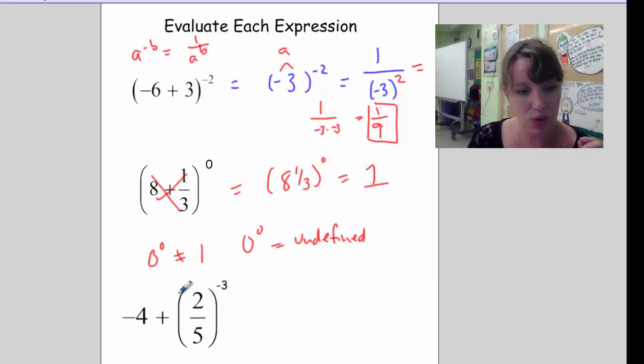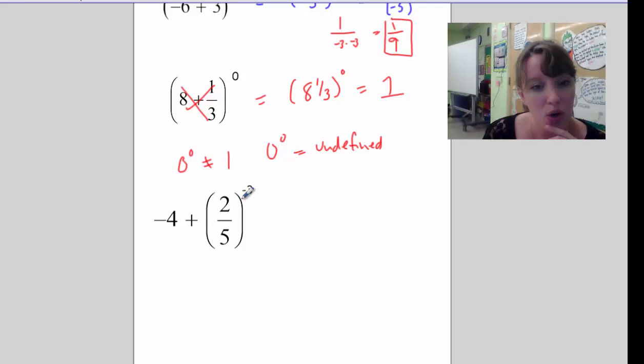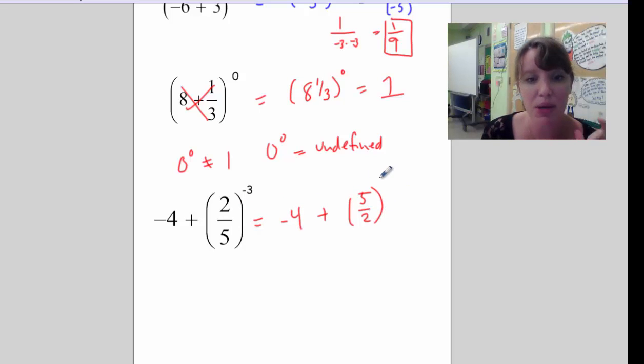All right, so let's take this expression one at a time. The first thing I'm going to do is raise 2/5 to the negative 3rd power. So let me keep that negative 4 there. 2/5 to the negative 3rd. What I do is I reciprocate the fraction. Yeah, 5 over 2, so that's the reciprocal. And I'm going to rewrite it with the positive exponent. So I make two changes. I reciprocate and I take the opposite of the power.